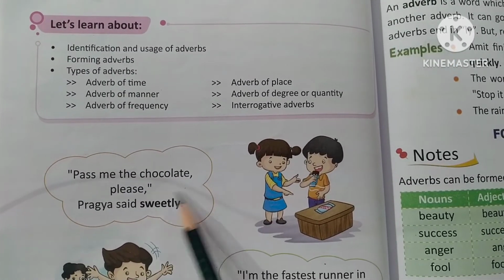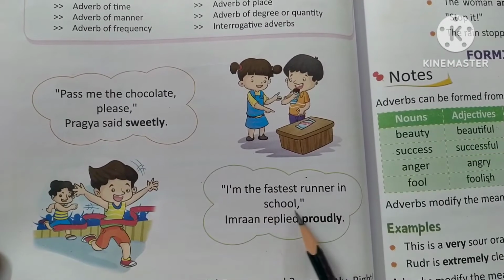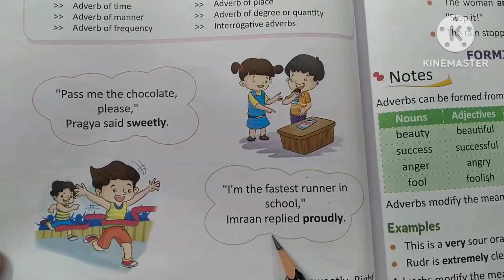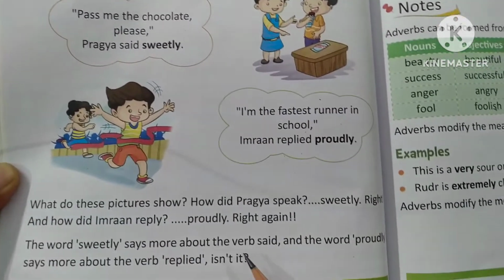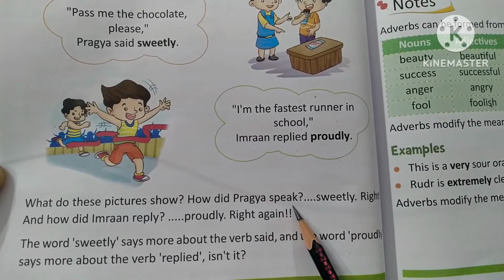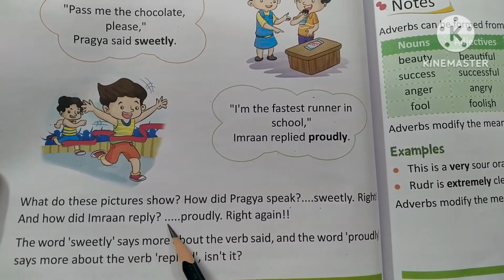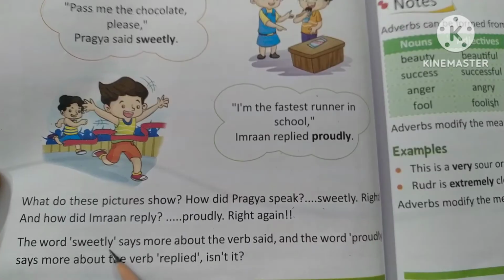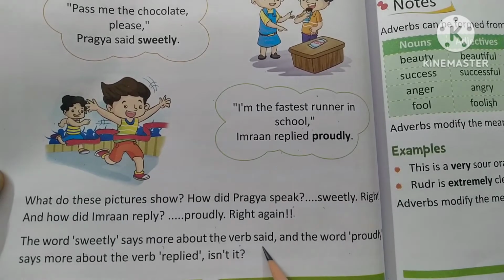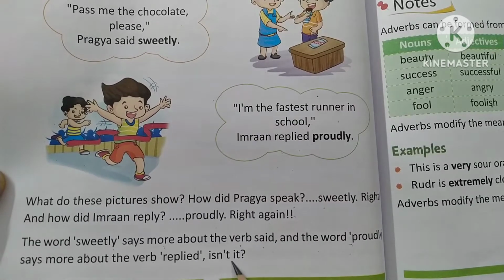"Pass me the chocolate, please," Pragya said sweetly. "I am the fastest runner in school," Imran replied proudly. Now what do these pictures show? How did Pragya speak? Sweetly. And how did Imran reply? Proudly. Right again. Now the word sweetly says more about the verb said, and the word proudly says more about the verb replied, isn't it?